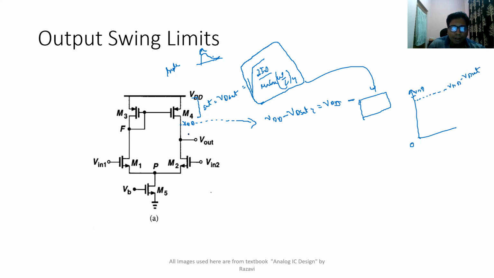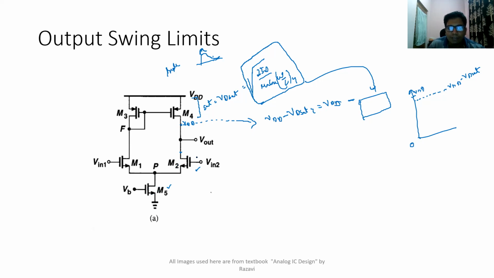What is the lower limit, the lowest voltage which you can have at this point? The least voltage here should be such that both this transistor and this transistor are in saturation. So the minimum voltage you can have here is the saturation voltage of this transistor plus that of this transistor. If you go below that, either this or this transistor will go into triode region, and if one of the transistors goes into triode region, you will get distortions in the output. So we don't want distortions.